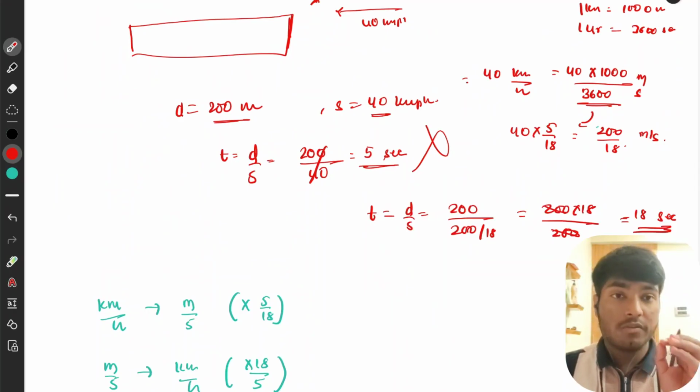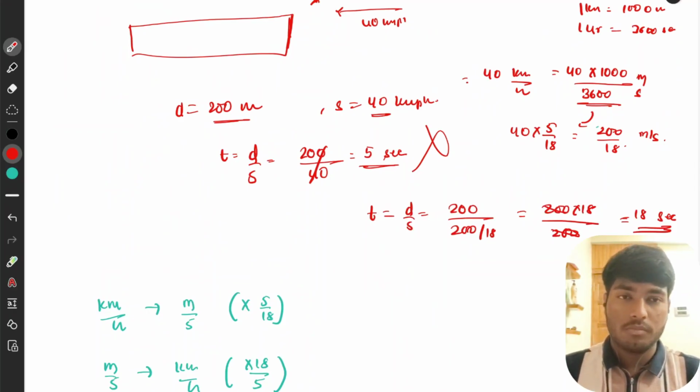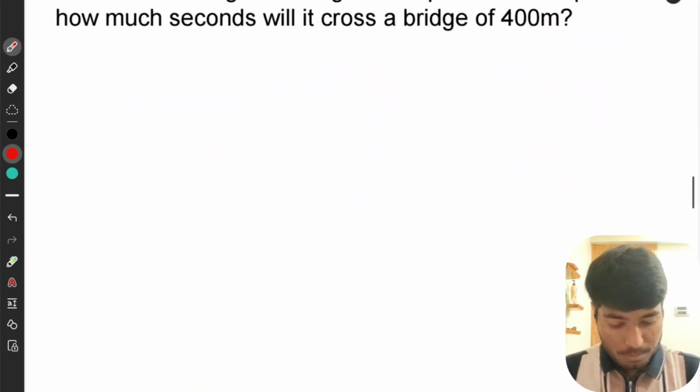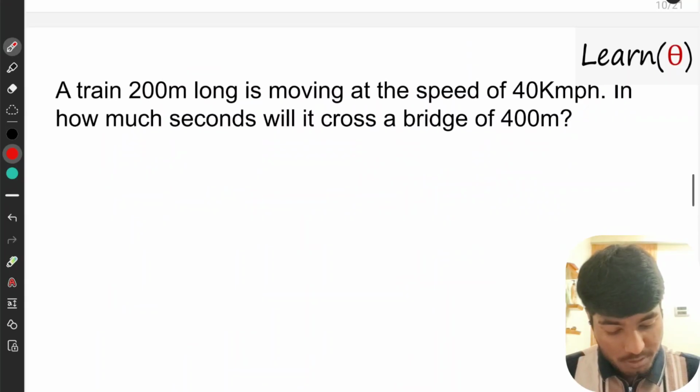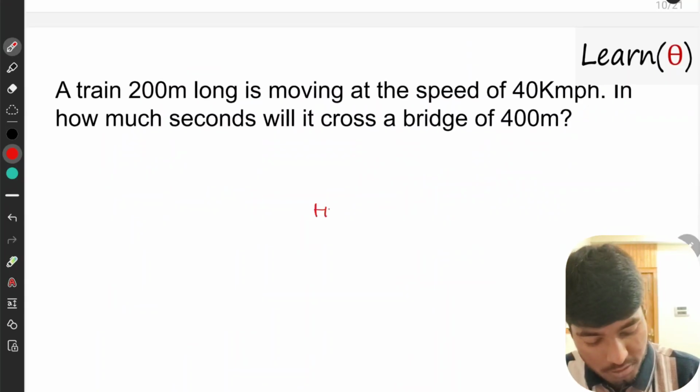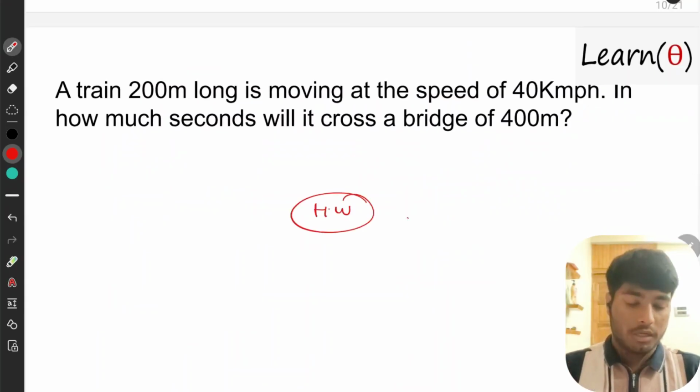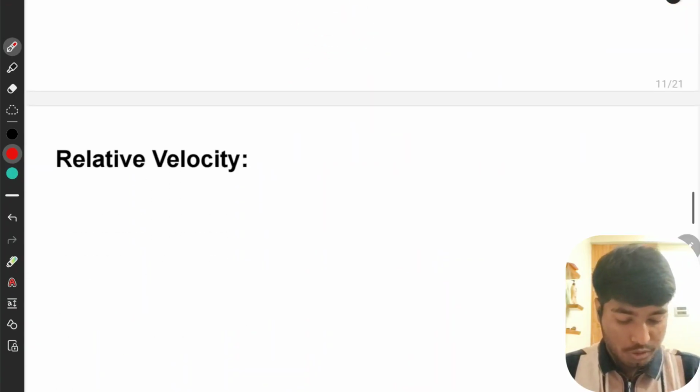And believe me, there will be an option of 5 and you will take that. Please ensure that all the units are in the same form. Okay guys? Okay, perfect. A 200 meter long train is traveling. In how many seconds will it cross a bridge? This is another question, homework for you guys. You are wise enough to solve this question.